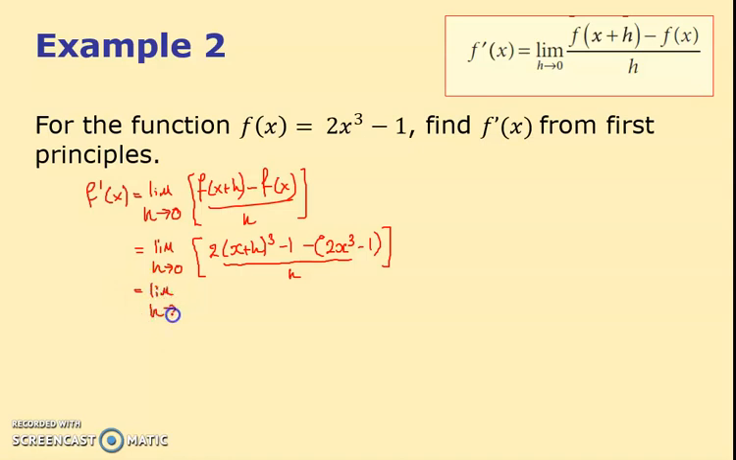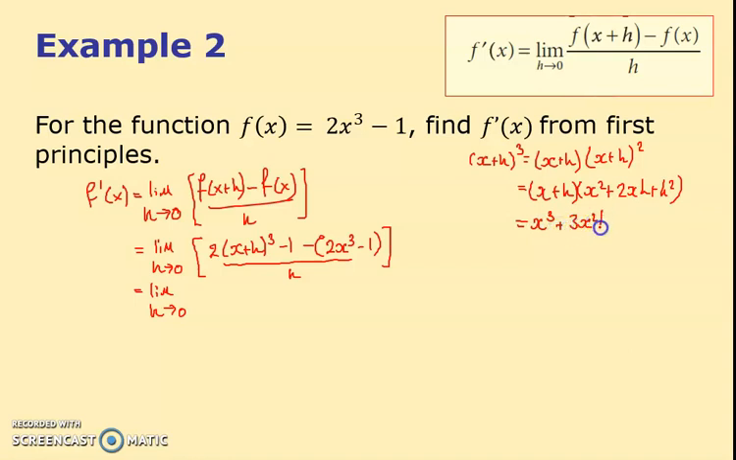Now I've got a couple of brackets there which I need to get rid of. Now we need to multiply out this. We've got to do x plus h cubed. Now that's x plus h cubed is the same as x plus h times by x plus h squared. And the good thing is I know what x plus h squared is. So it's x plus h times by x squared plus 2xh plus h squared. Now if you multiply out, you might need to do it yourself to prove it to yourself. You get x cubed plus 3x squared h plus 3xh squared plus h cubed.